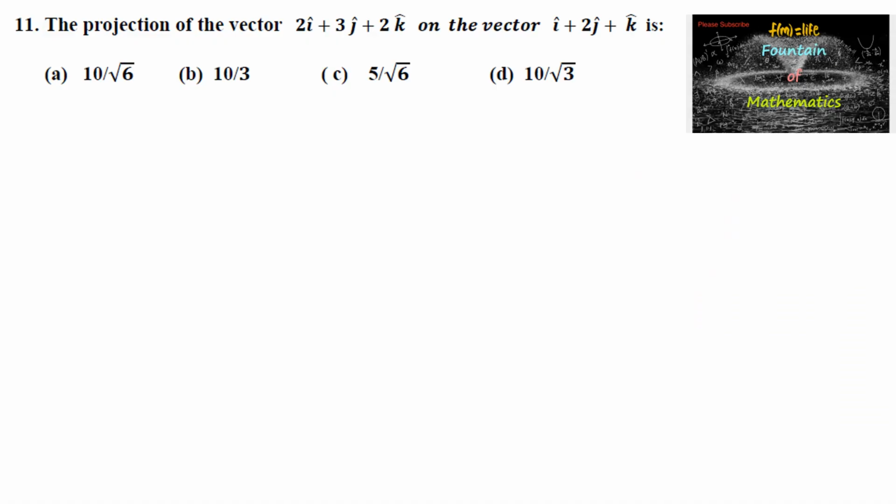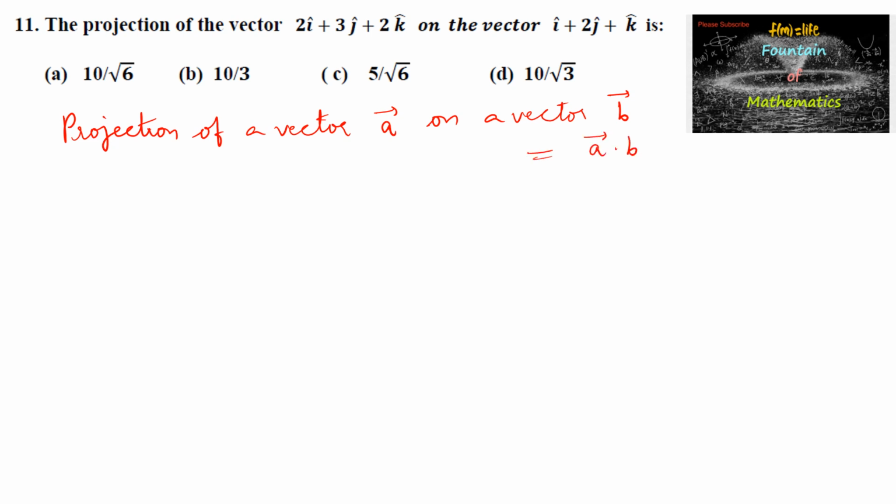Projection of the vector 2i plus 3j plus 2k on the vector i plus 2j plus k is... We know that projection of a vector A on the vector B is given by A dot B divided by mod B. So here let us consider, let vector A be equal to 2i plus 3j plus 2k and vector B be equal to i plus 2j plus k.